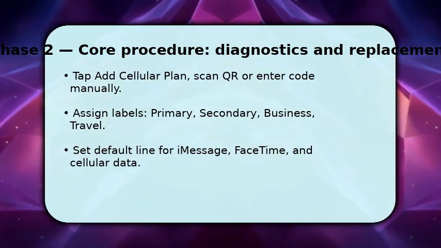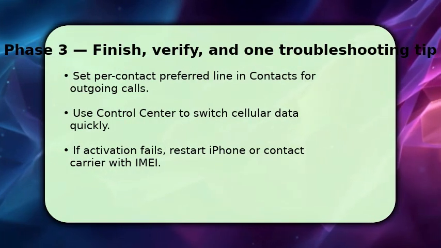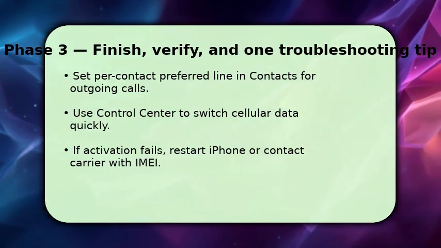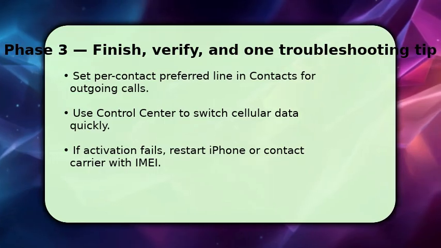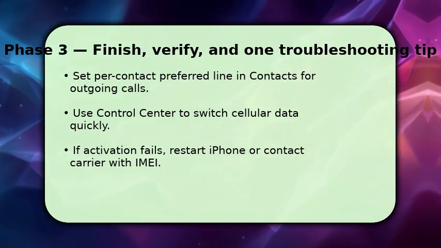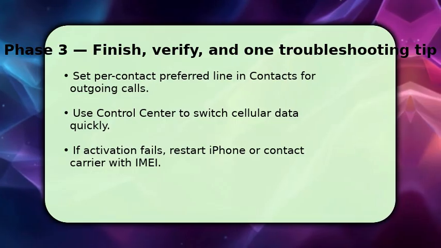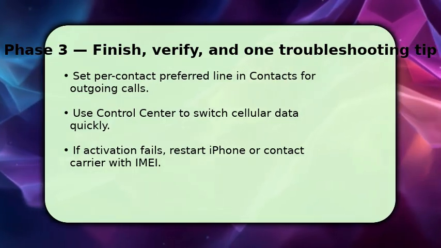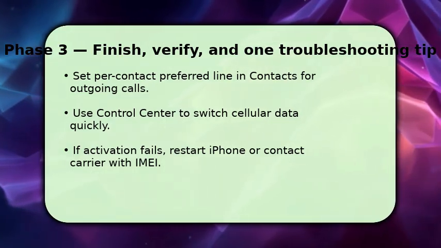Finish by customizing how you use both lines day to day. You can set a preferred line per contact so outgoing calls use the right number. Open a contact, tap Preferred Cellular Plan. Use Control Center to switch cellular data between lines quickly when traveling or conserving data.